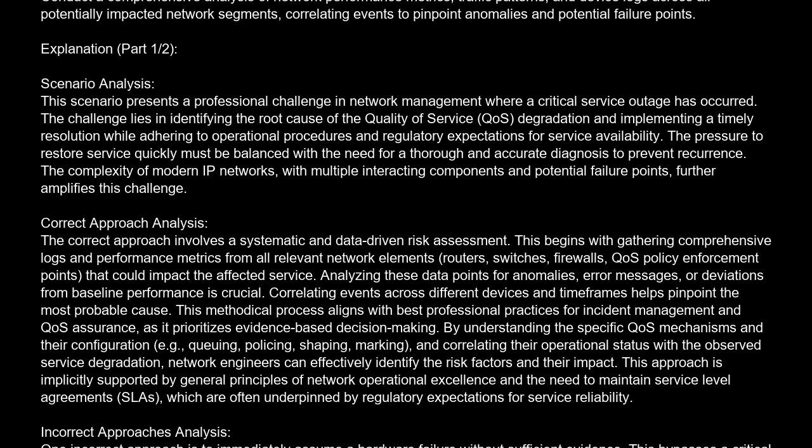This approach is implicitly supported by general principles of network operational excellence and the need to maintain service-level agreements, SLAs, which are often underpinned by regulatory expectations for service reliability. Incorrect approaches analysis. One incorrect approach is to immediately assume a hardware failure without sufficient evidence. This bypasses a critical risk assessment phase, potentially leading to unnecessary hardware replacement, significant downtime, and failure to address the actual software or configuration issue.